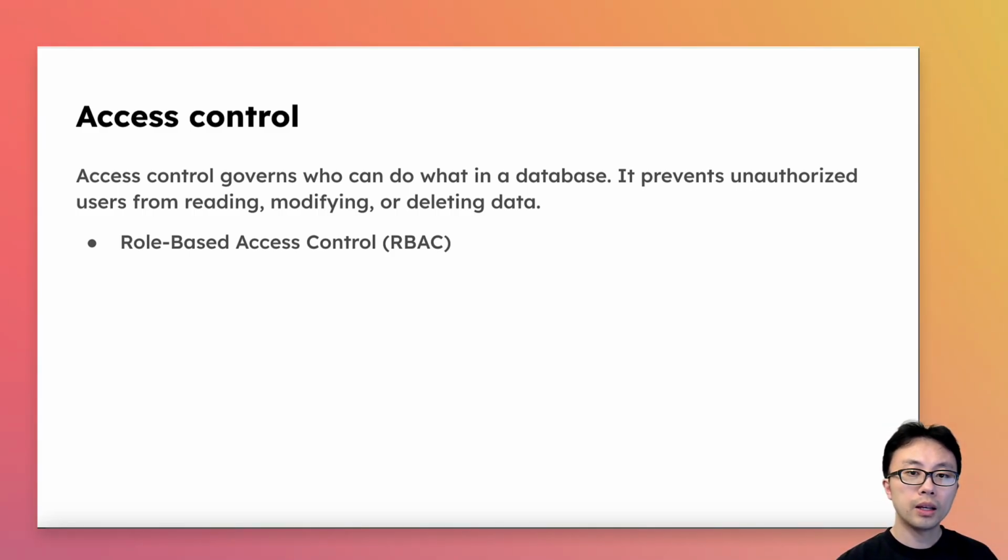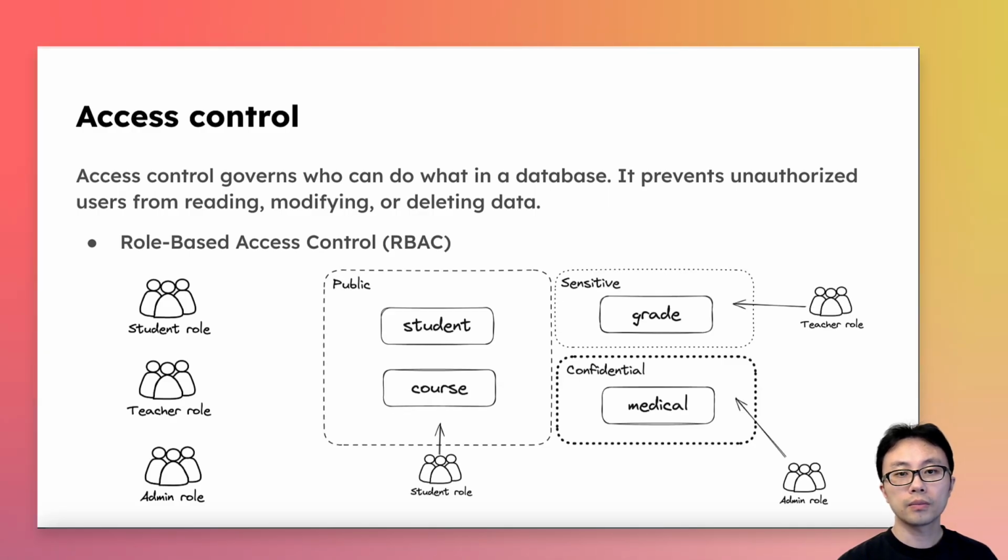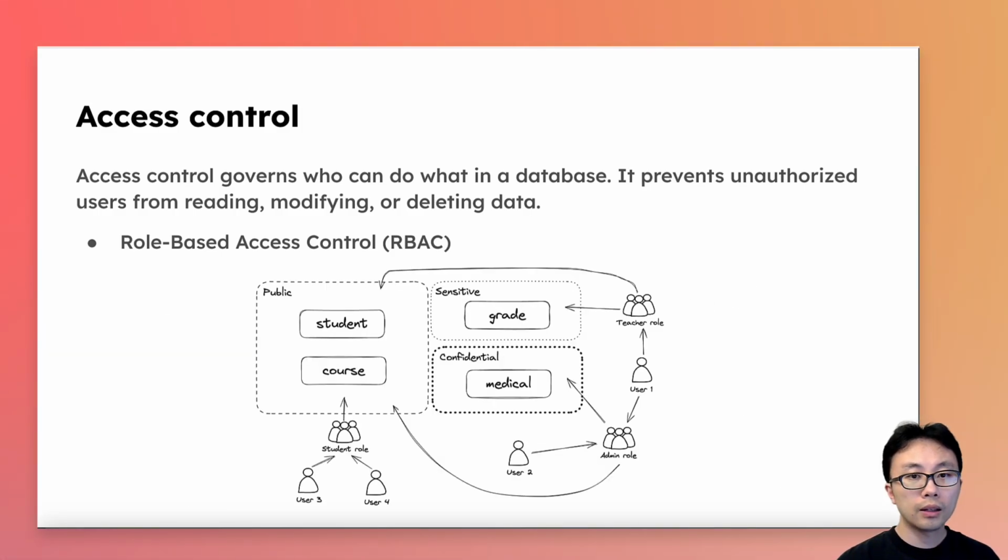For example, think about that we are running a database for another higher education institution and we define three roles, including student, teacher, and admin. We then associate the access permissions to each of the roles, like this. After that, we can assign the roles to different users who need to access the database, like this. As you can see, sometimes a single user can be assigned to multiple different roles.